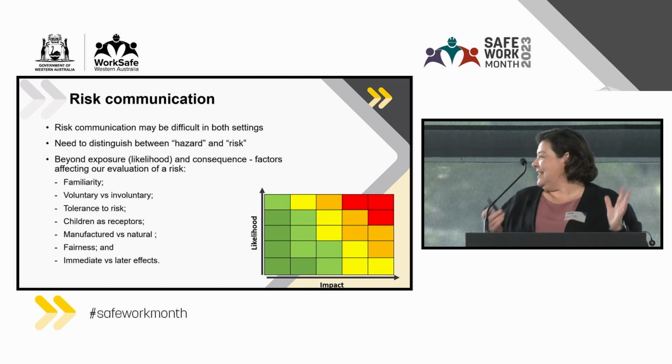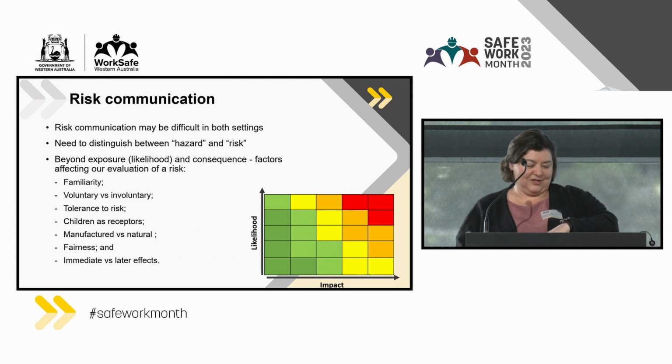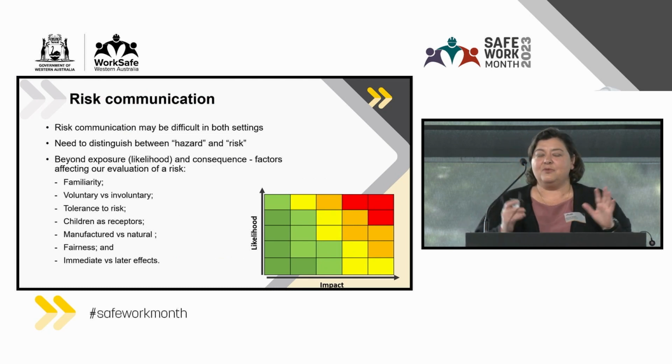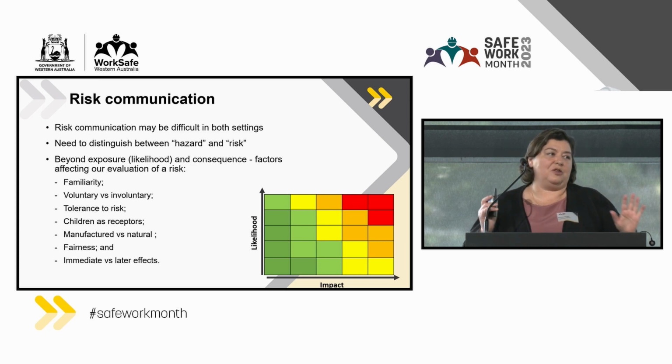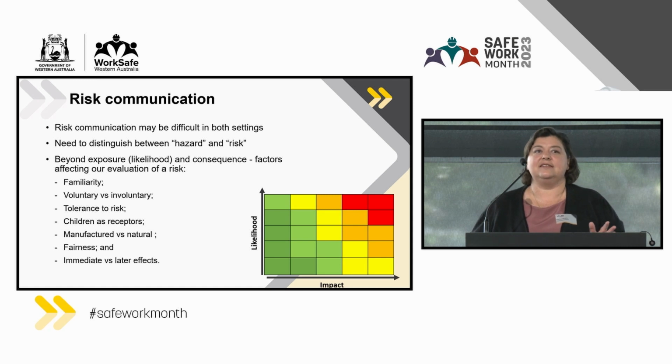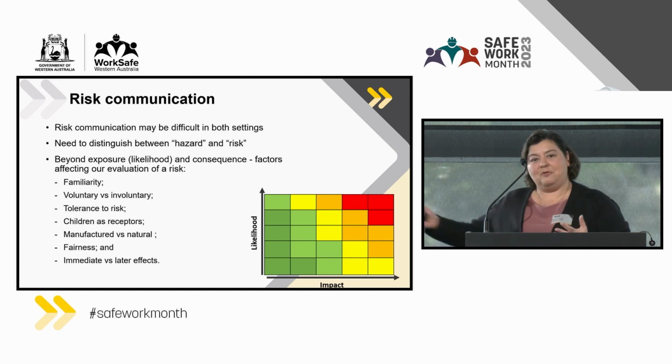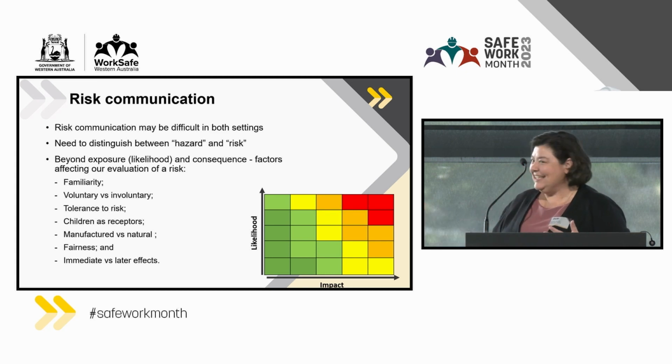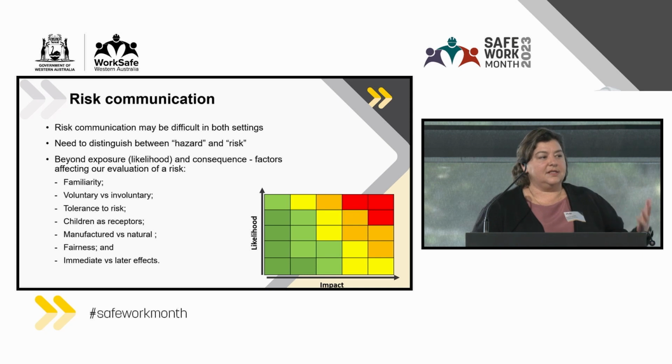Okay. Risk communication is also very important, and I'll just finish on this slide. Risk communication is difficult in both settings, whether you're in the workplace environment or a public health community environment. There is often a need to distinguish between here's a hazard and what is the risk of exposure to that hazard. Just knowing there's a hazard can be really scary and frightening, but what is the actual risk of disease or harm occurring from exposure? We need to be able to communicate that properly.